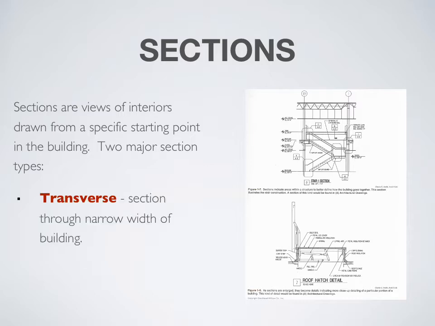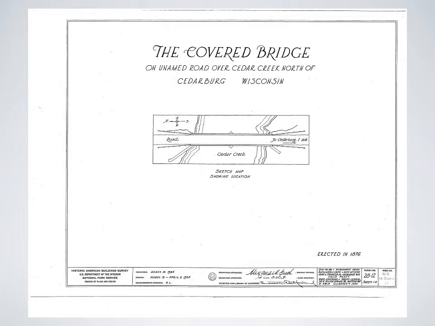Sections are views of interiors drawn from a specific point in the building. There are two major types. The first one is transverse, which is a section through a narrow width of a building, and longitudinal, which is a section through a wider part. Let's take a deeper look at those types of drawings, all of which are still orthographic drawings.